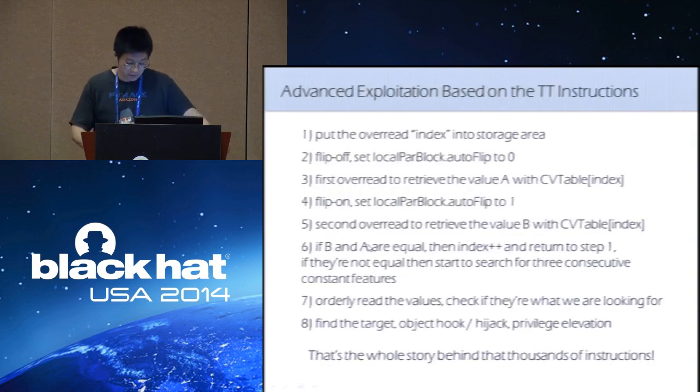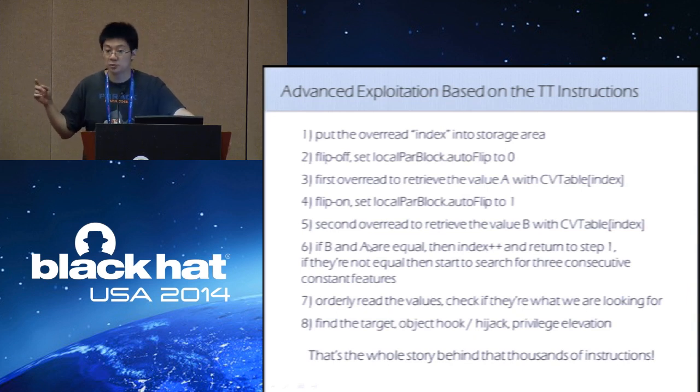Now let's summarize the complete exploitation of this CVE. First, the attacker puts the overread index into the storage area. Second, flip off, set some bit to 0. Then the first overread gets the value of A at the address CVT table plus the index. Then set the flip to 1 and read the value of B again. If B and A are equal, it means we need to increase the index and return to step 1. If they are not equal, it means that we are close to the target.